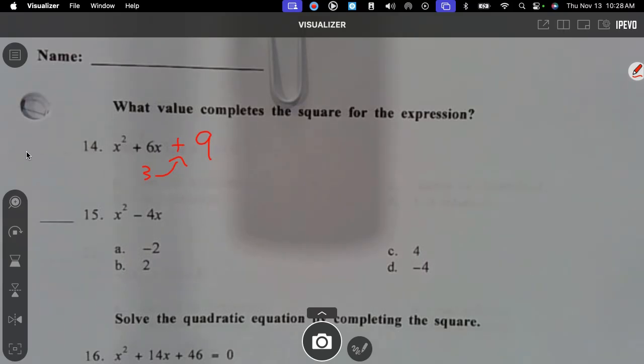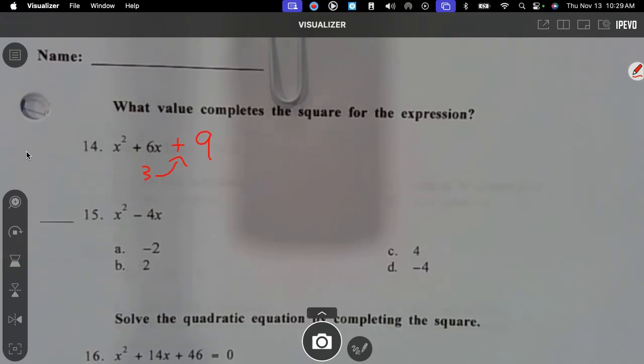So it'll just be x squared plus 6x plus 9. All I'm looking for is 9. What value completes the square? 9. That's it. That's all it is. 15's not on there, but it's the same thing: you take half that and square it.